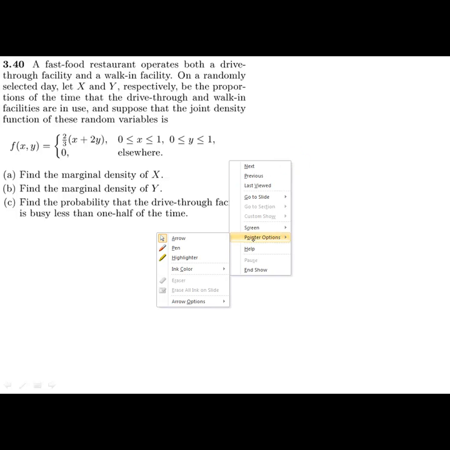So this is problem 3-40 from your homework, and this problem in particular is about joint probability distributions, chapter 3. And here what we have is a fast food restaurant that operates a drive-through facility and a walk-in facility. Okay, so we're going to use a random variable to model each type of facility.